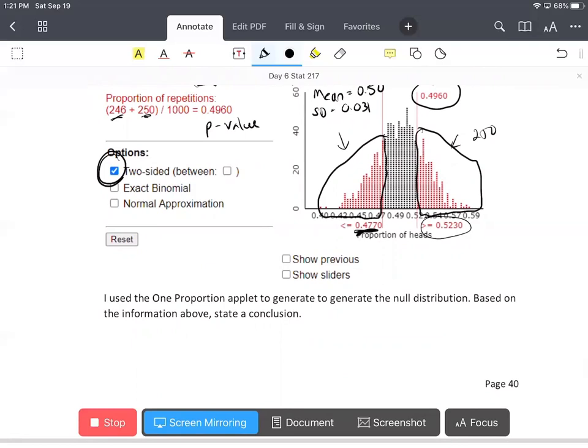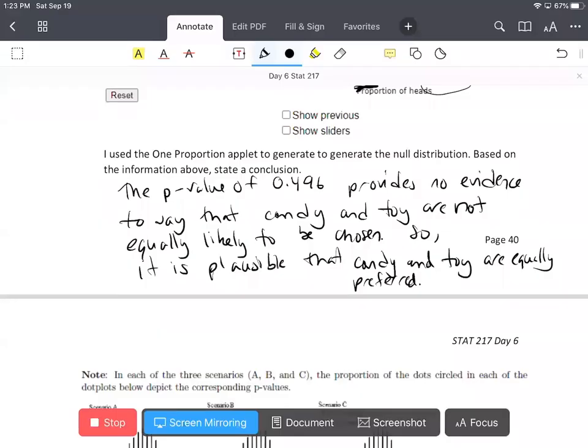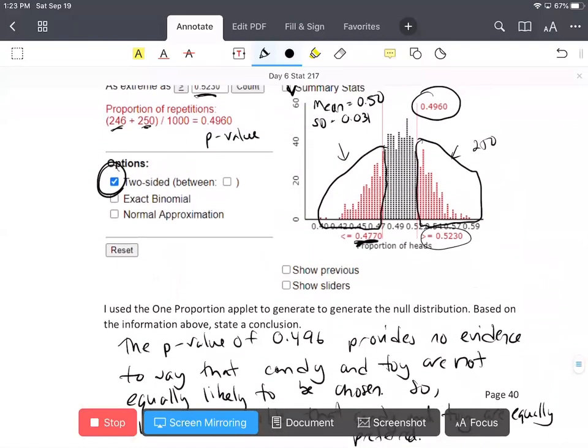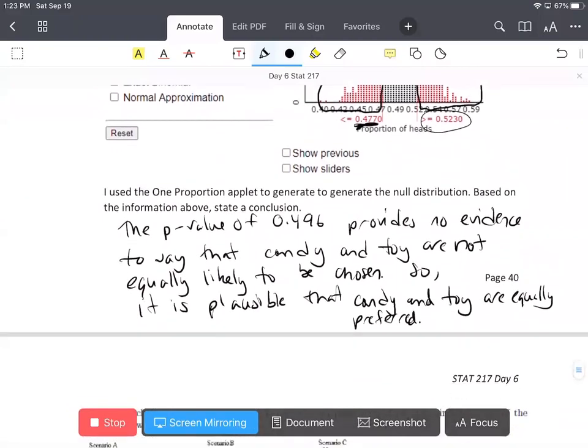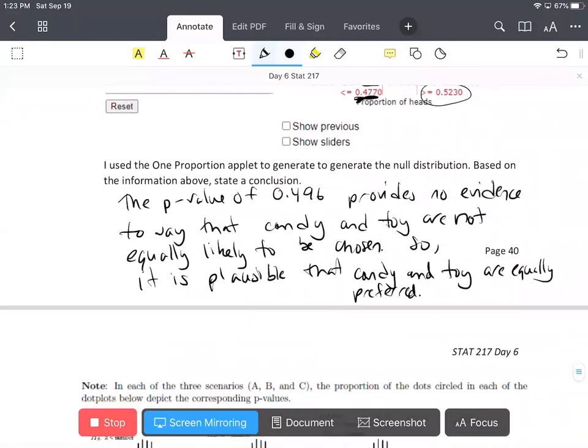And based on the information above, I want to state a conclusion. So I wrote out the p-value of 0.496, very large p-value. Look at the number of dots, it's a lot. You could easily randomly just choose one of these. It provides no evidence to say that candy and toy are not equally likely to be chosen. So there's no support for the alternate hypothesis. So it is plausible that candy and toy are equally preferred.